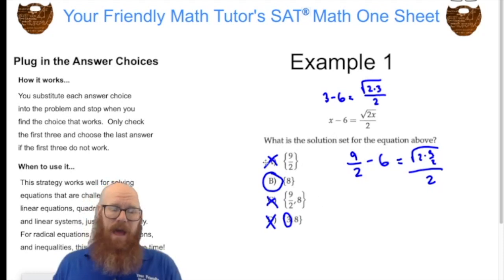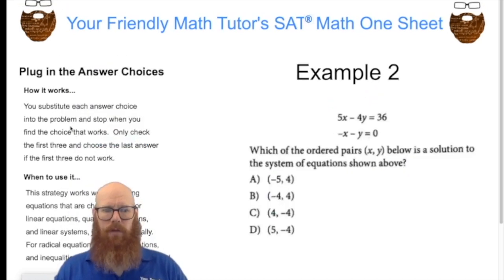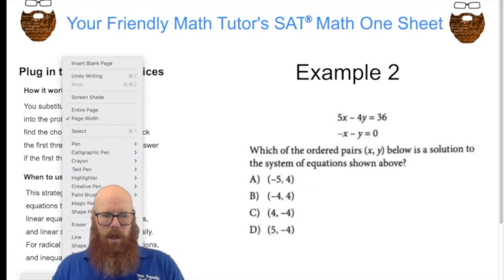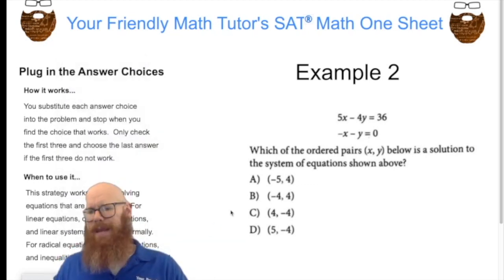All right, let's take a look at the other example of a problem here that we could use this for. Again, you might want to do this the normal way, which would be the elimination method. All right, you've got a system of equations.